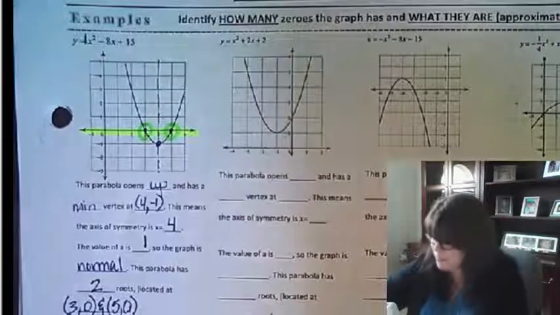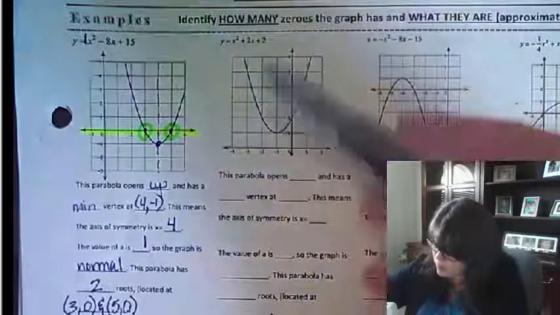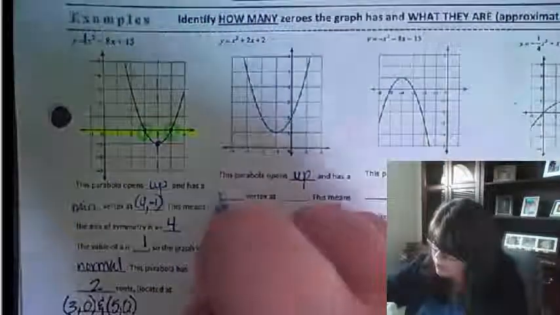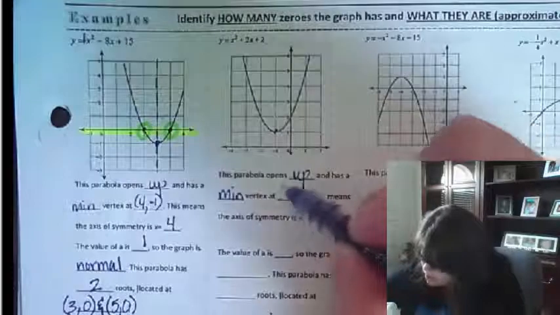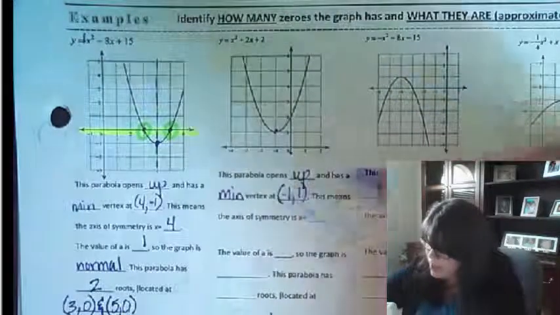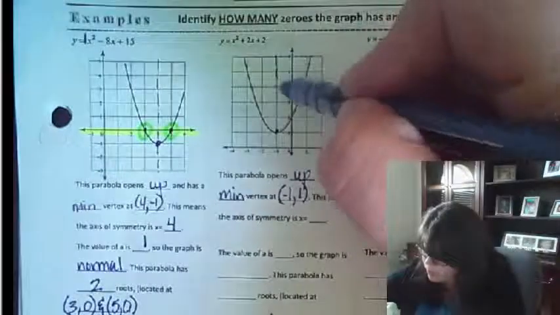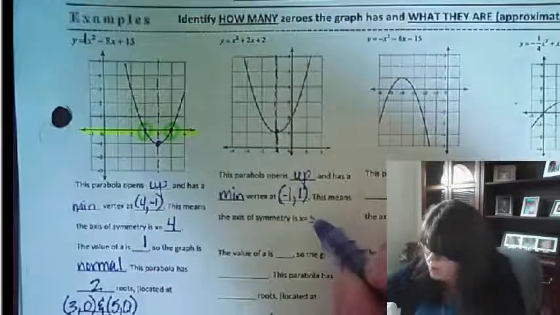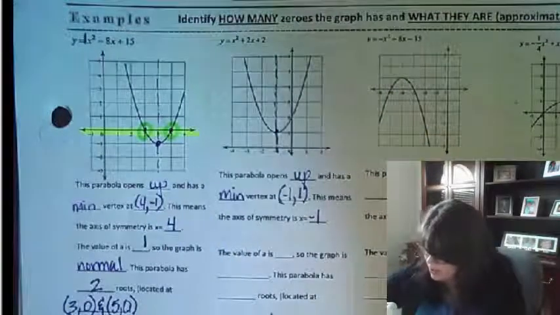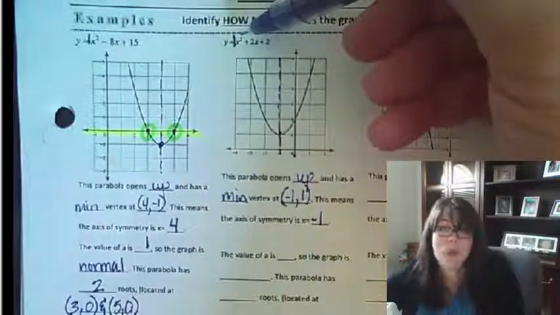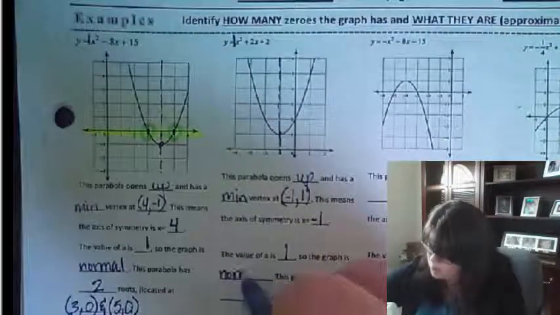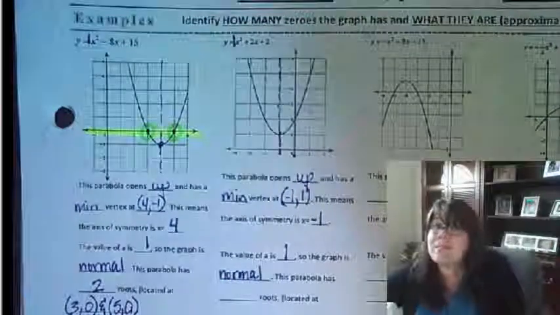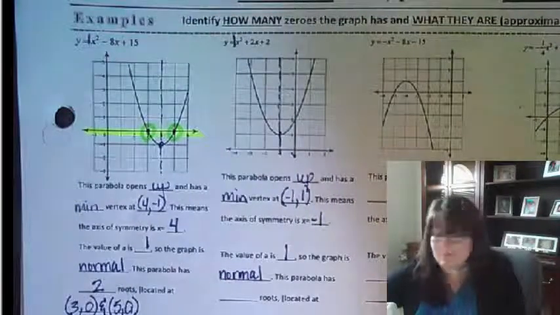Let's take a look at another one. This parabola opens up and has a minimum vertex at where? Right here. That's -1, 1. So -1, 1. The axis of symmetry is going to go right through that vertex, so x equals -1. And the value of a, remember a is this number right out front of the x squared. In this case, it's just 1. So the value of a is 1, so the graph is normal. Remember, 1 means normal, fraction means fat, and anything else is skinny.